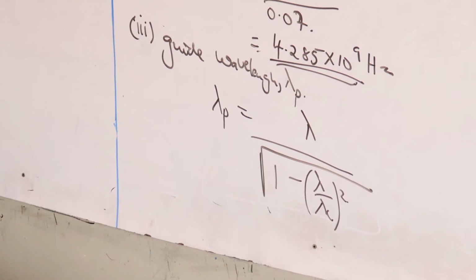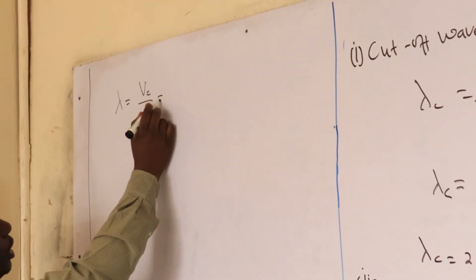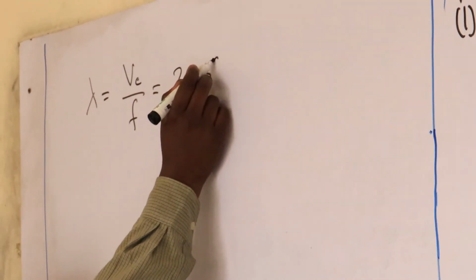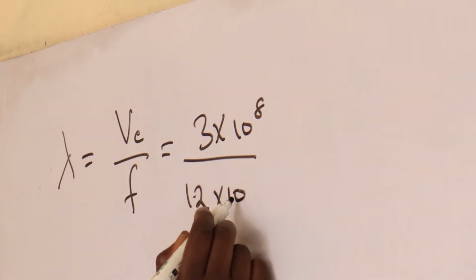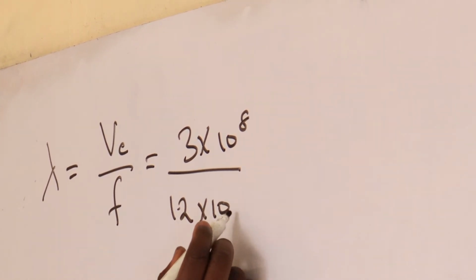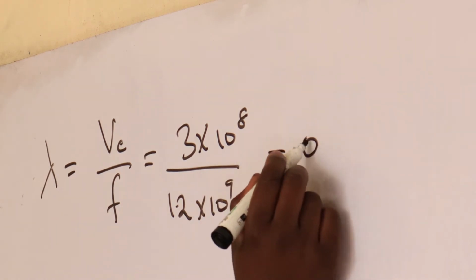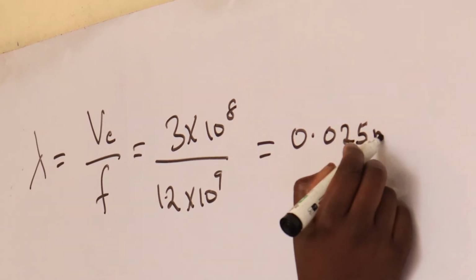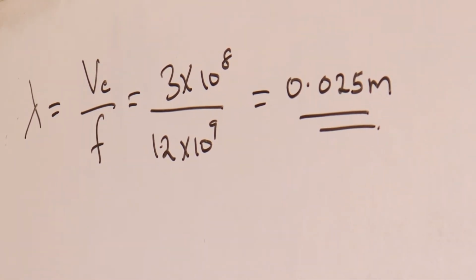And we have to remember that the free space wavelength is vc over f. This is 3 times 10 power 8 over the frequency, which is 12 gigahertz, and giga is power 9. When we have that, we shall be able to proceed, as we shall have a free space wavelength of 0.025 meters. Then we insert it in the guide wavelength formula.